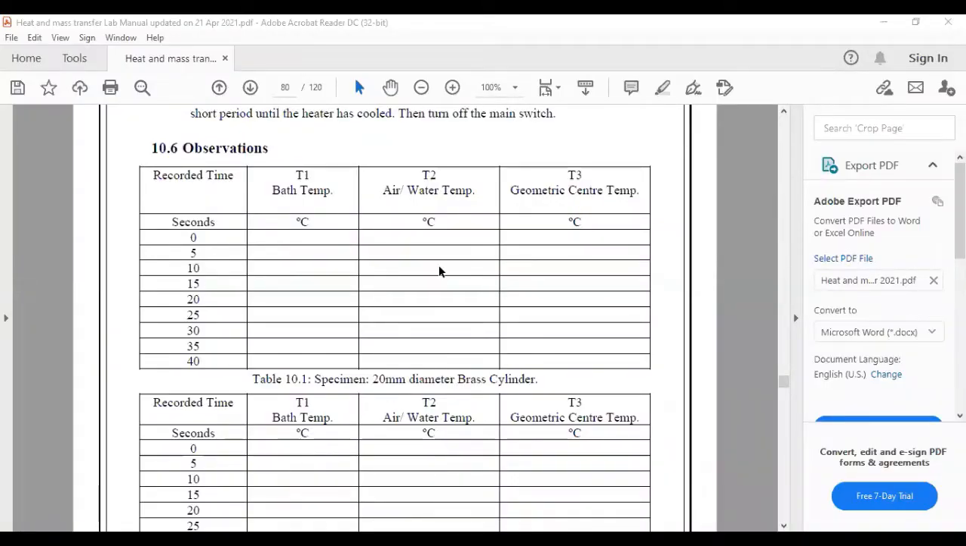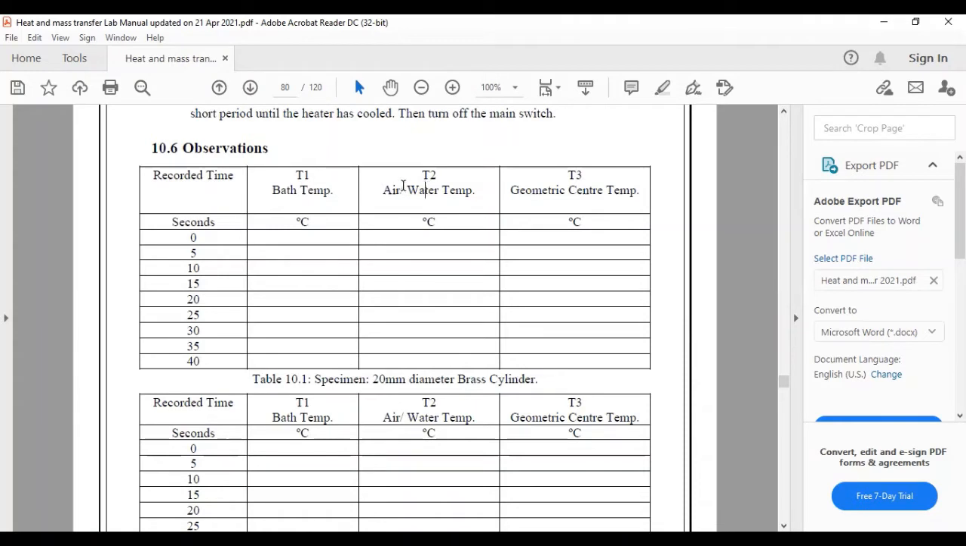Okay, coming back to our lab manual, we have got the three values of temperature. One is T1, the temperature of the bathtub, the vessel in which we have filled the water. We will provide heat, and this temperature will increase with the passage of time because the experiment is in the transient stage. Before the temperature stabilizes, we will note all the values from 0 to 40 seconds. We take readings at intervals of 5 seconds, but practically it is somewhat difficult, so we may take readings at intervals of 10 seconds. So this is the temperature T1.